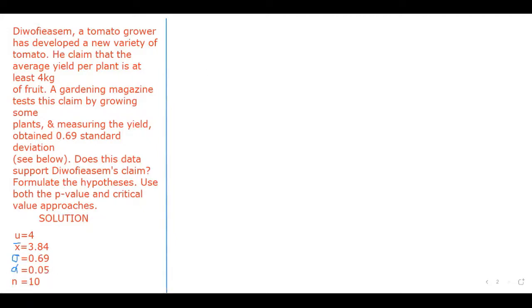Okay, now let's move on to solve this. We know what to do. First, we formulate our null and alternative hypotheses. So your H0 is what? Formulate it for me. H0, that's our null hypothesis: mu is greater than or equal to 4. Yes, because of the "at least." And the alternative hypothesis: mu is less than 4.